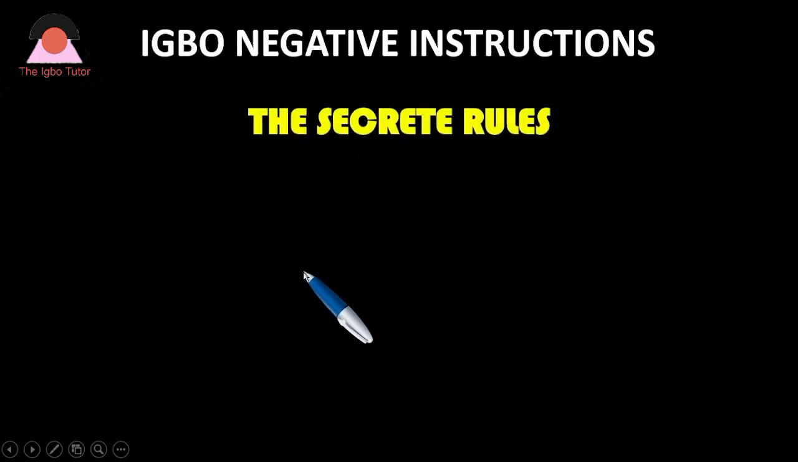Today we are doing Igbo negative instructions. These instructions will be taught under 3 secret rules. Of course, these rules are not taught in school. So if you are looking for them in textbooks or in classrooms, you won't find them. This is a product of in-depth research.